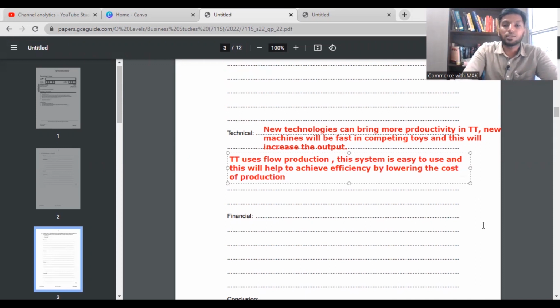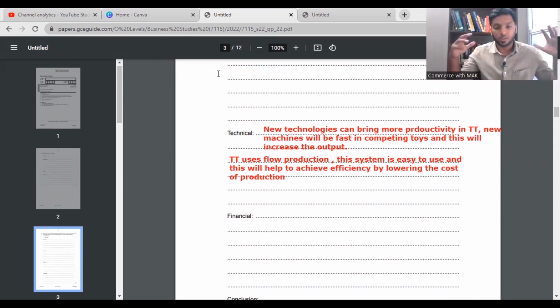Then we have financial. So now in financial terms, how do you achieve economies of scale? If you have enough finance, what are the ways you can expand? You don't want to learn these things by heart. Business studies is not a subject to learn by heart. So you just need to write down what you know, and it's very easy to bring out the points from the finance background. So let's move on to this question and explain how it works.